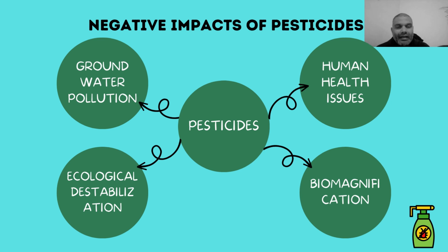Then there are human health issues. Most of these substances have toxicity. They are toxic to us in some way or the other. Of course, they all come with directions. For example, most fungicides have a direction that they should not be sprayed less than 15 days before harvest. Many of them come with these instructions. But despite these warnings, they do come with certain health hazards.